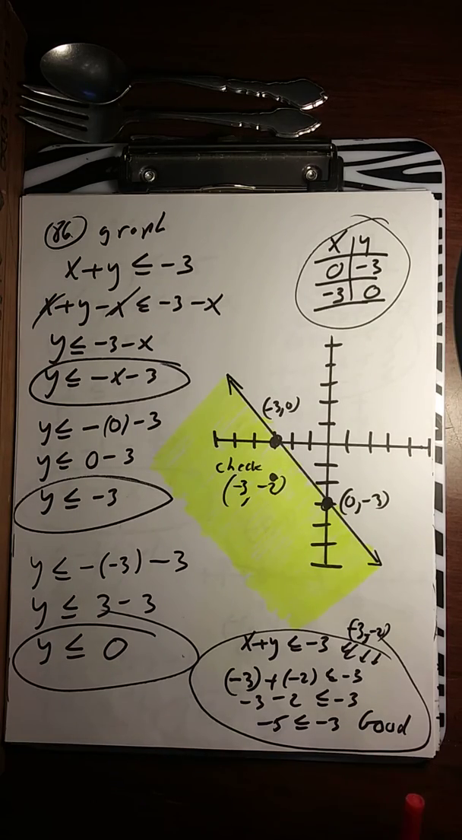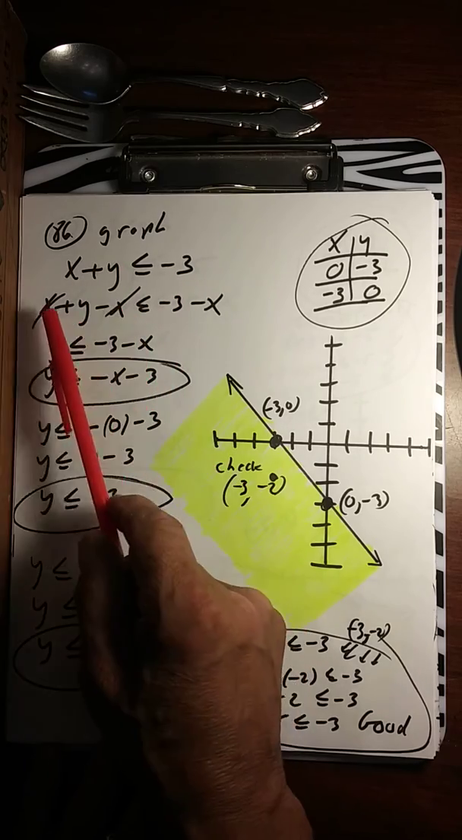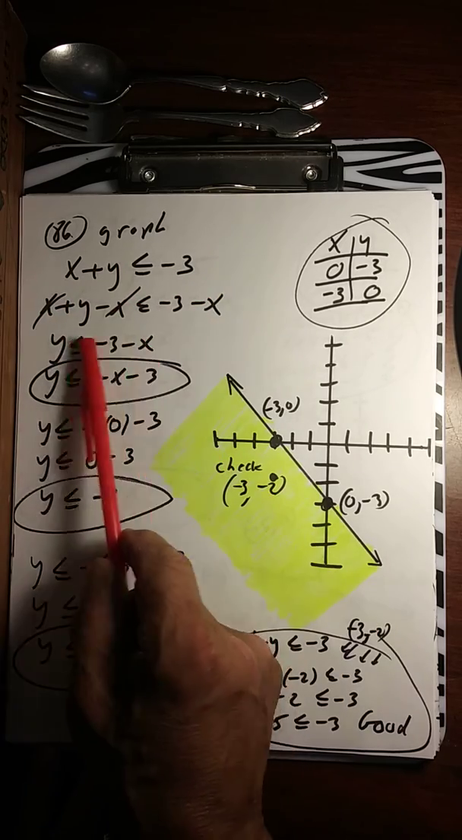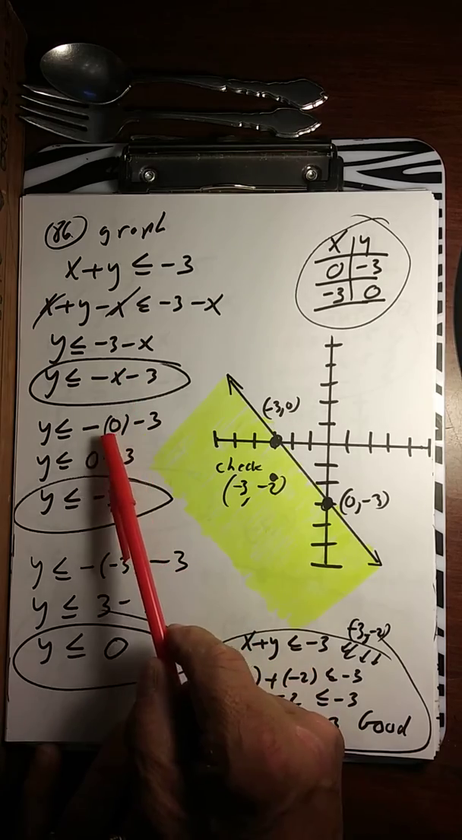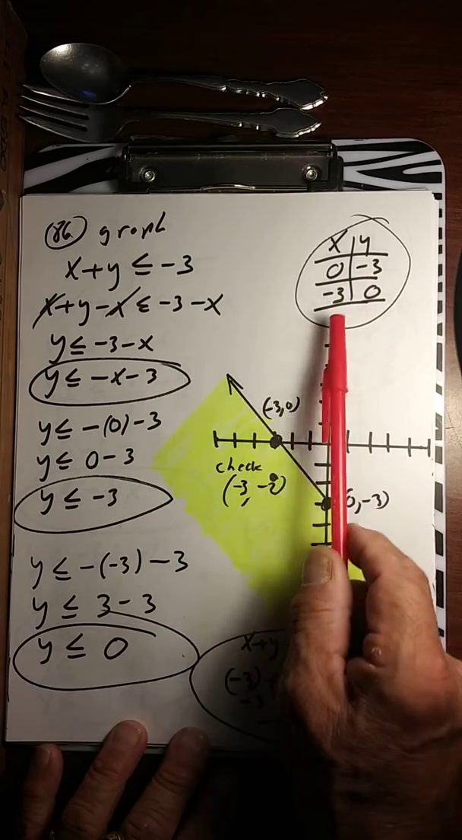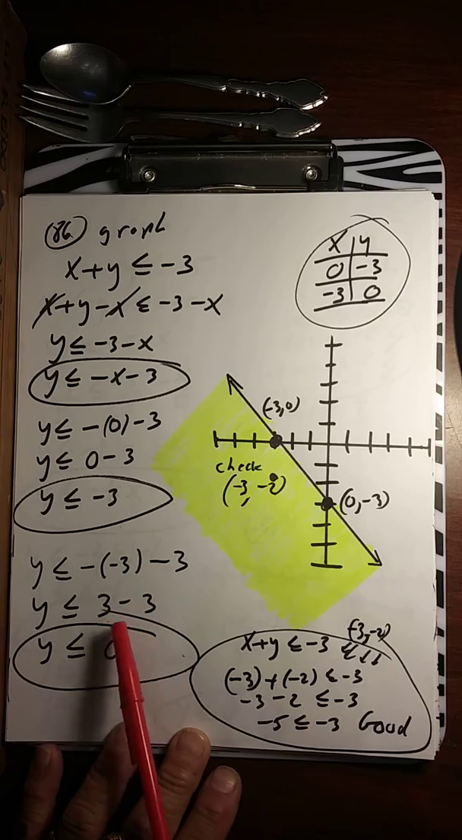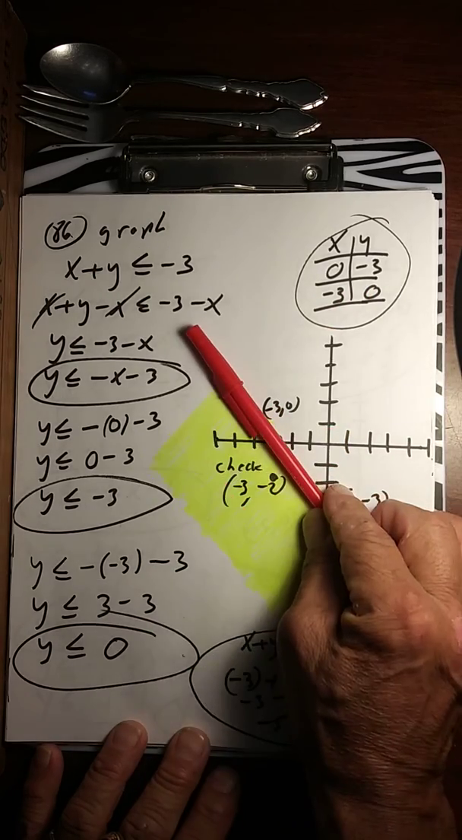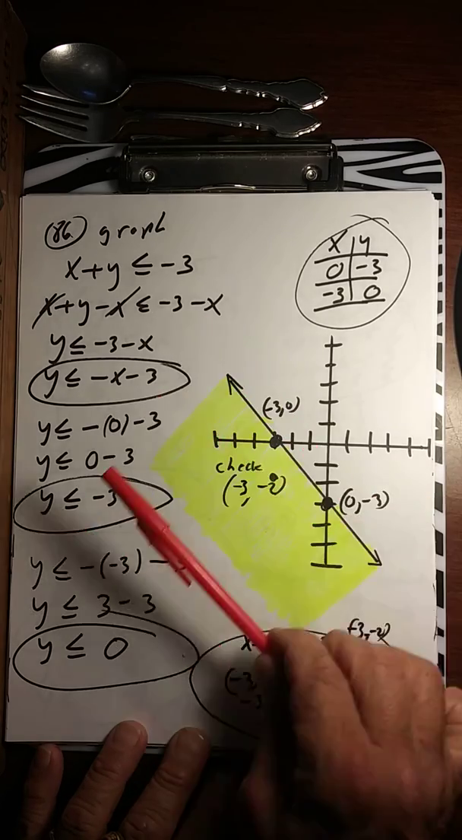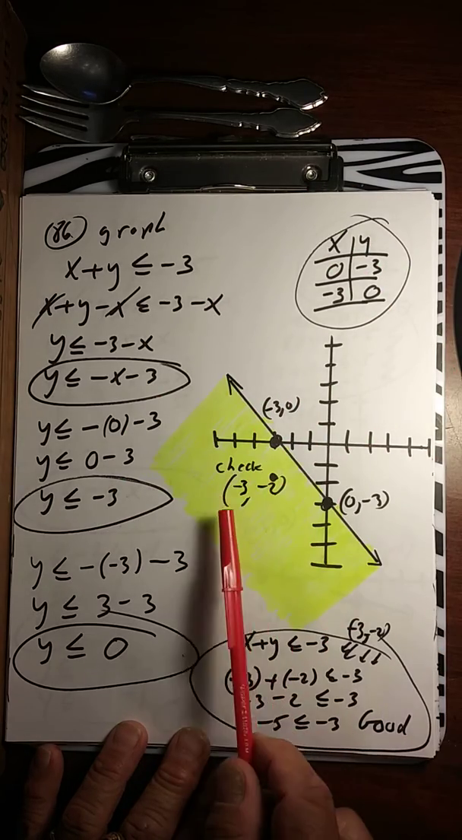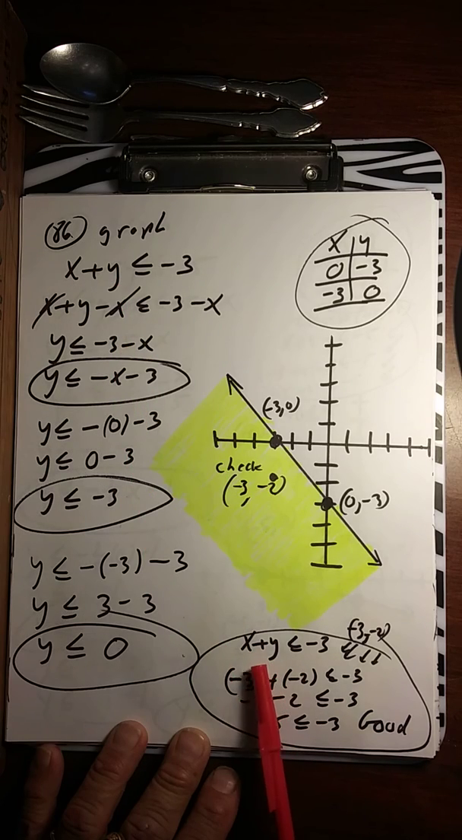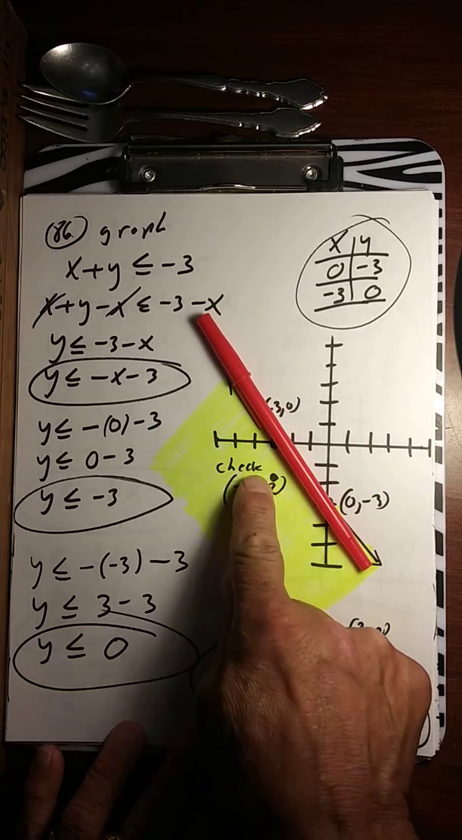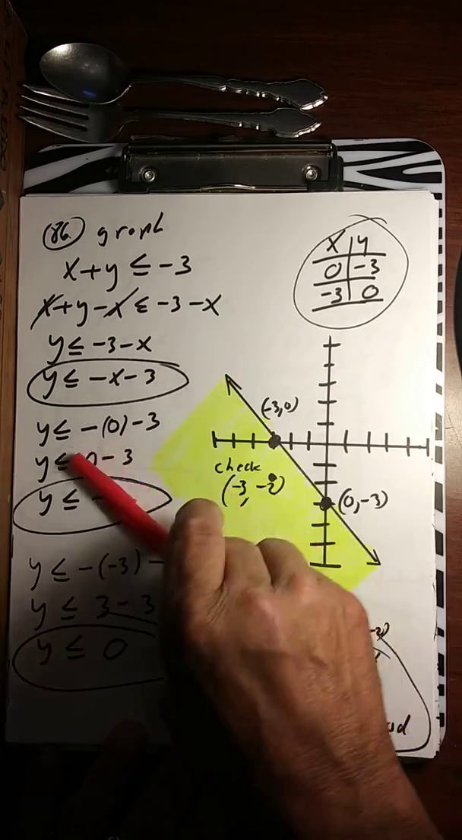Graph this. So x plus y is less than or equal to negative 3, solve for y, these are gone. So y is less than or equal to this. Now put some numbers in, 0. 0 is 0 minus 3, minus 3. Put a negative 3 in there: negative negative is positive, 3 minus 3 is 0. So we have negative 3, 0, and 0, negative 3. That's the line right there. Now, is it this way or this way? Let's check this number here. Put it back in there: negative 3 plus negative 2 is negative 5. Is that less than or equal to negative 3? Yes. So since this one worked, the numbers are all this way.